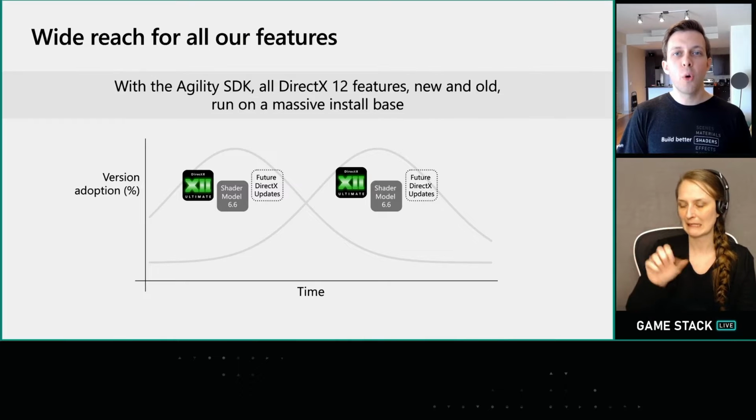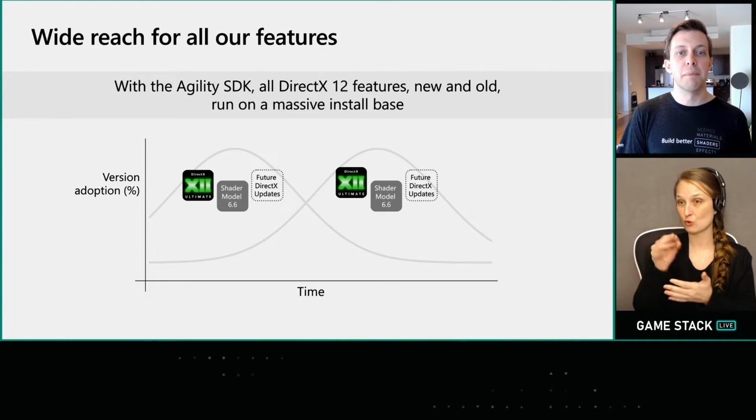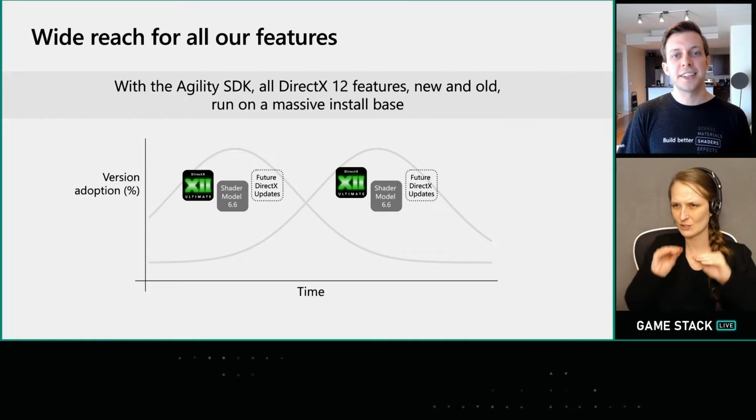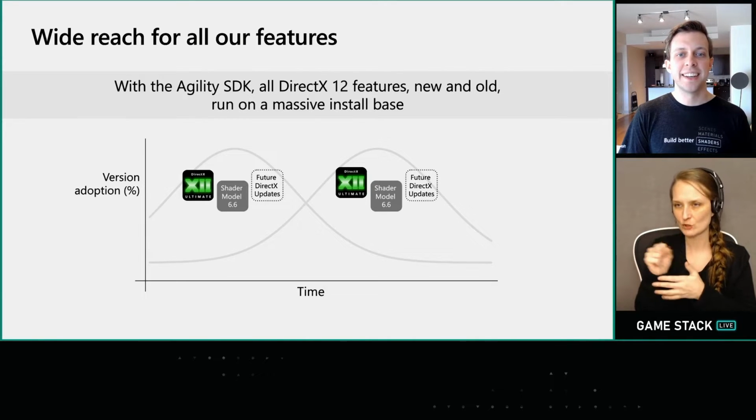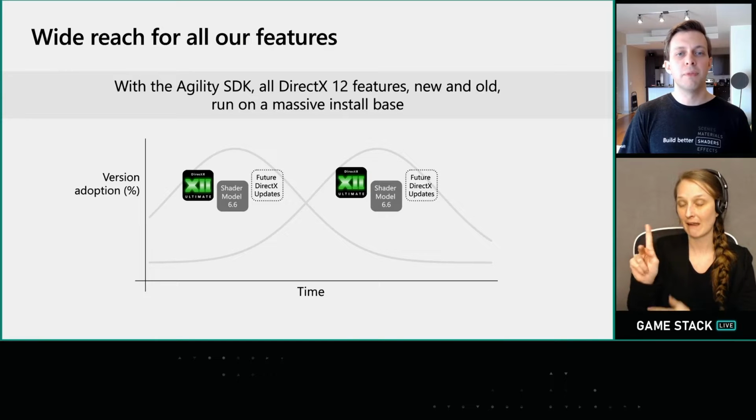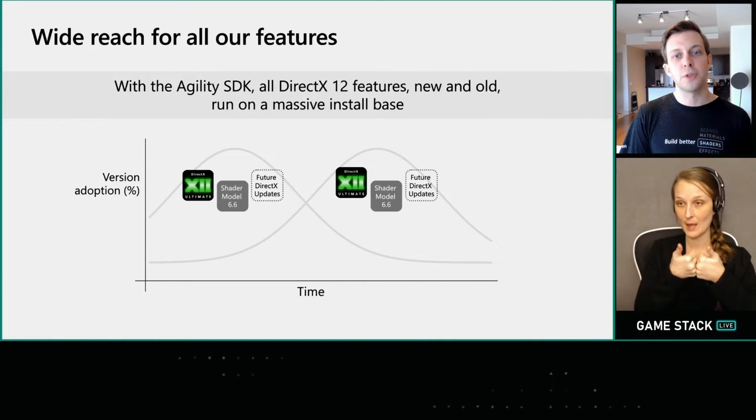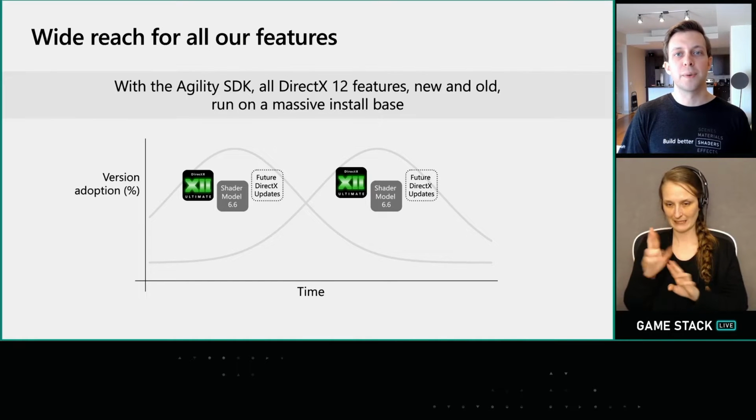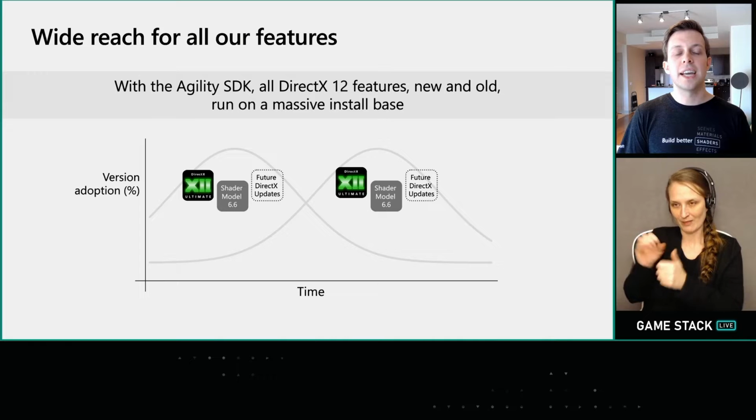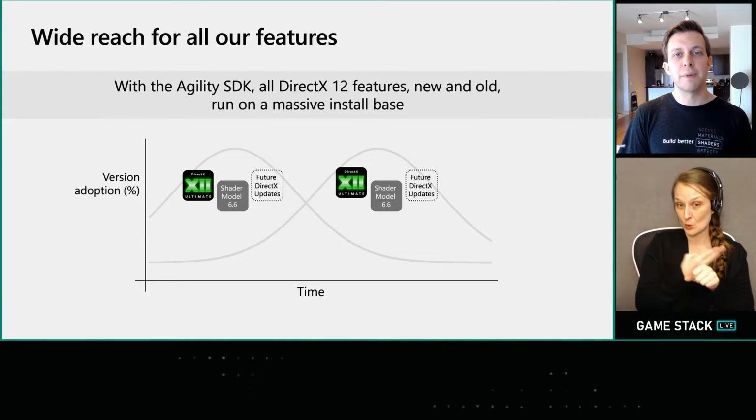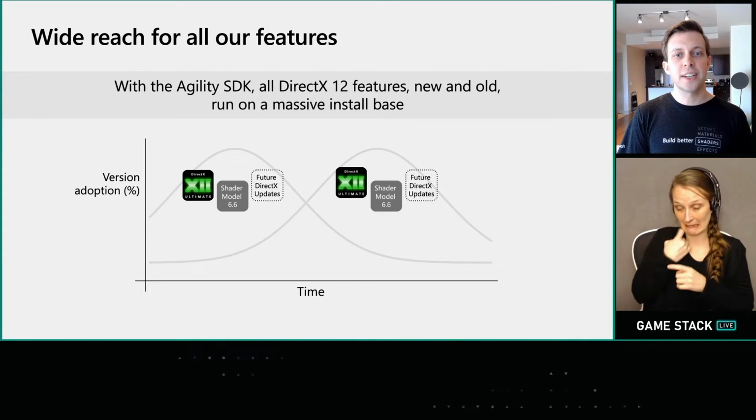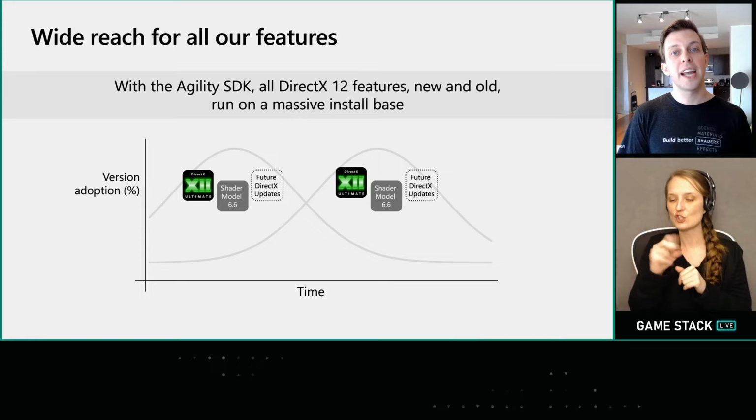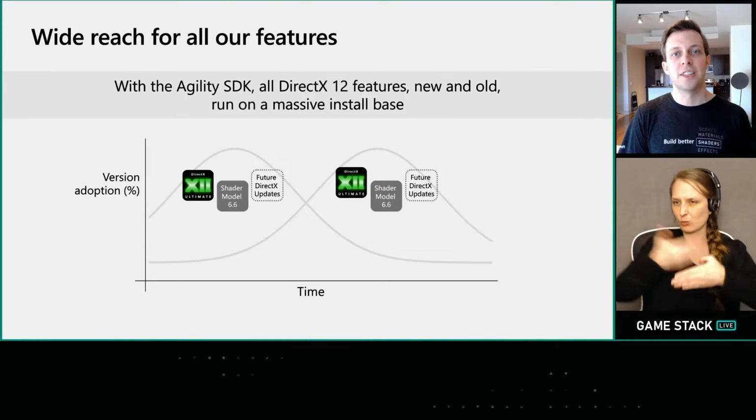With the Agility SDK, all DirectX 12 features, new and old, run on a massive install base. Every OS since version 1909 or the November 2019 update has support for all the features we're lighting up with the Agility SDK. The Agility SDK is also a way for developers to build games that use our newest features when they're ready, even before those features have begun rolling out with the next OS. Best of all, games that use the Agility SDK will run on a wide range of gamer machines today without ever asking gamers to wait or to upgrade to the latest version of Windows. Today, this means that the latest from DirectX, including DirectX 12 Ultimate and Shader Model 6.6, will run on every Windows 10 OS version 1909 and more recent.